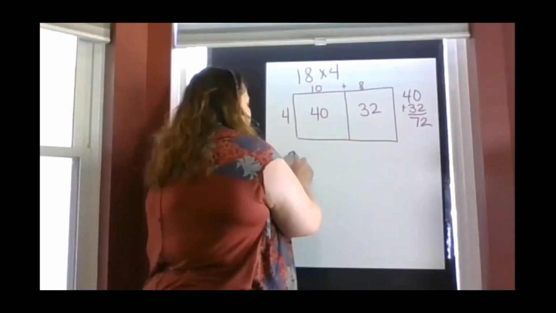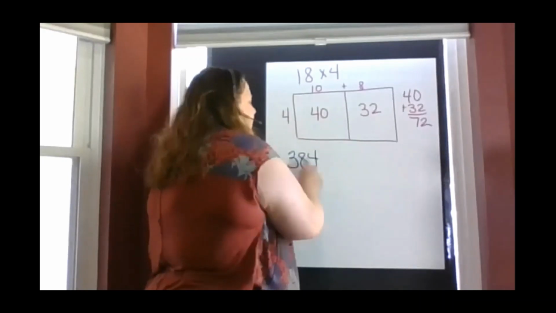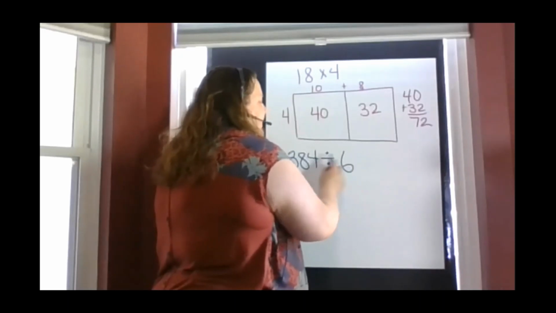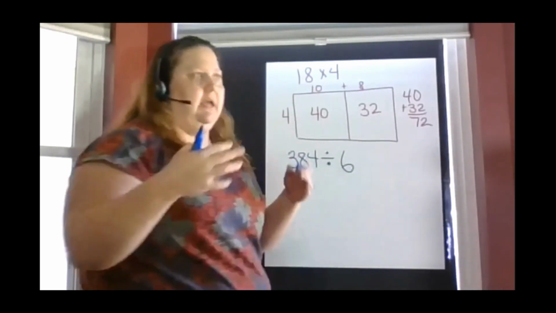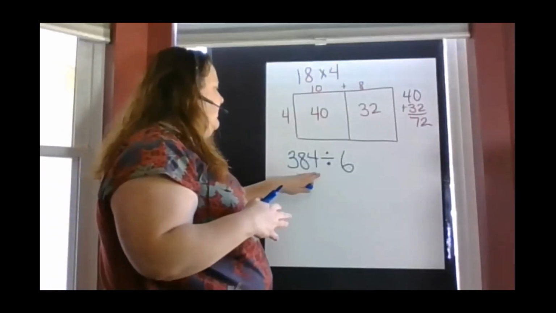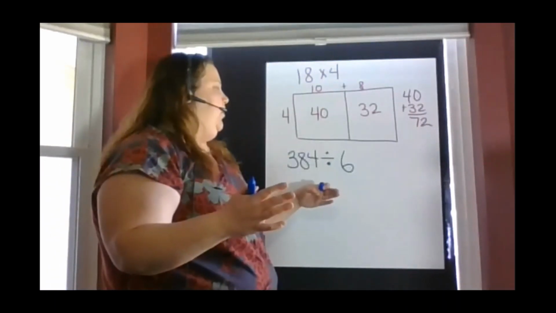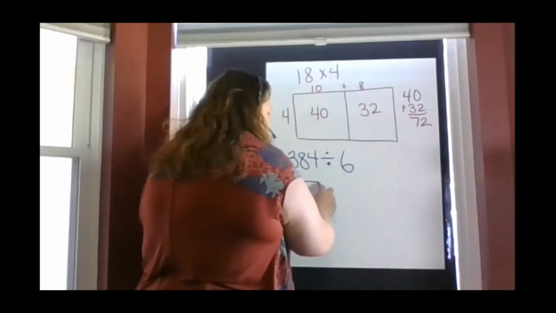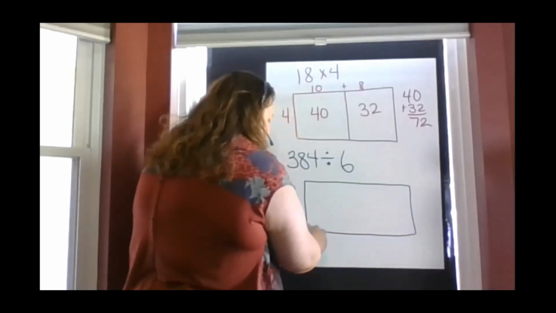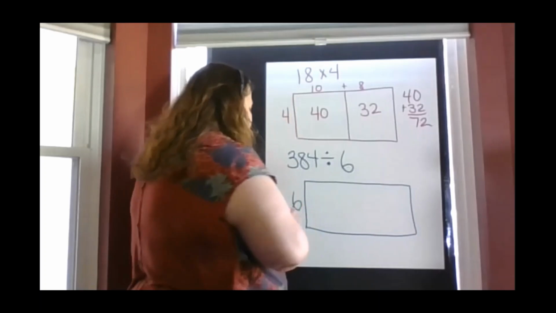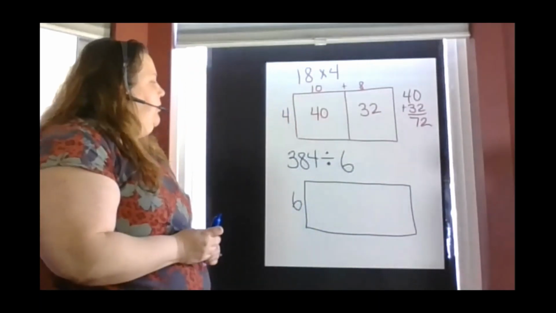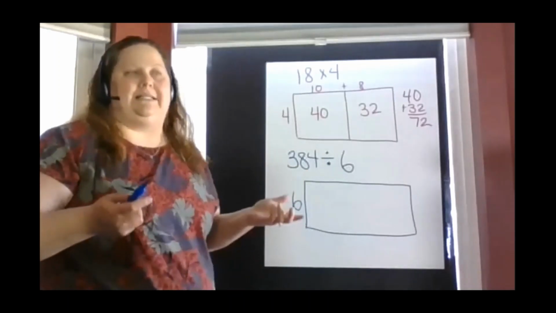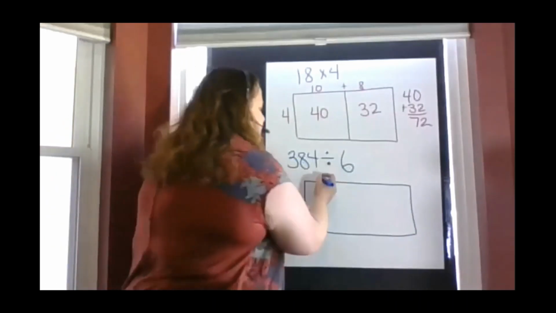So if I have a rug that's 384 square feet, and I'm dividing it by 6, so if I'm thinking about the rug analogy, the rug is 384 square feet, but it's only 6 feet wide. I want to know how long that rug would be. I can, again, make my area. It's 6 wide. Well, I don't know how many times 6 goes into 384, but I know that 6 tens is 60.